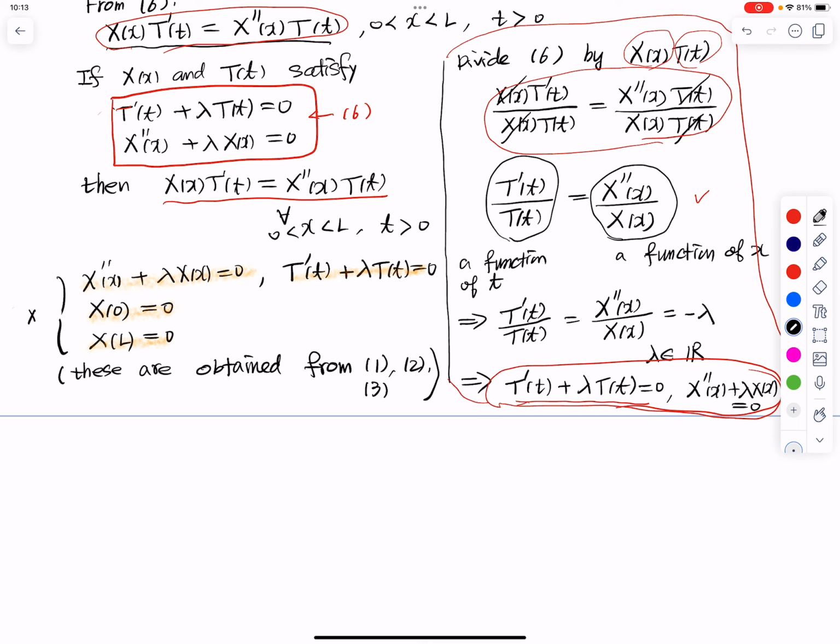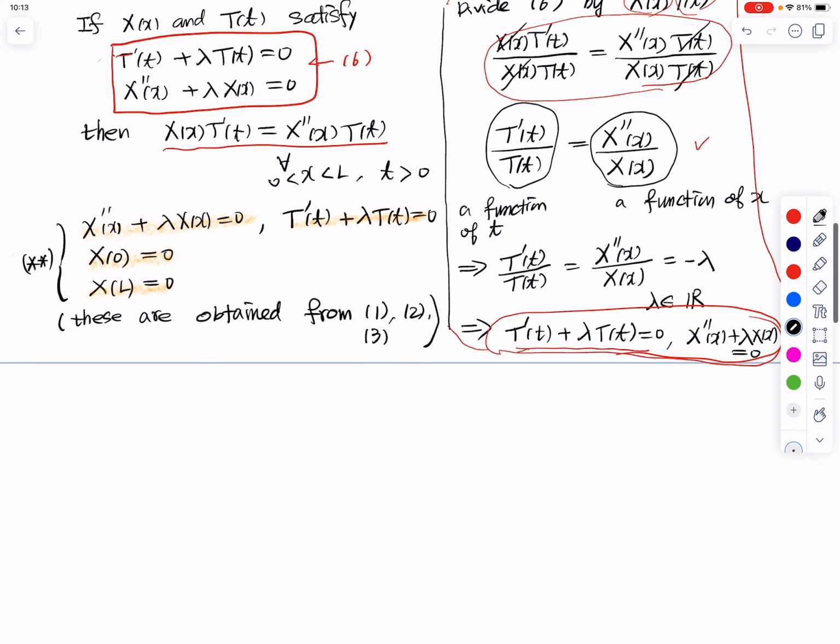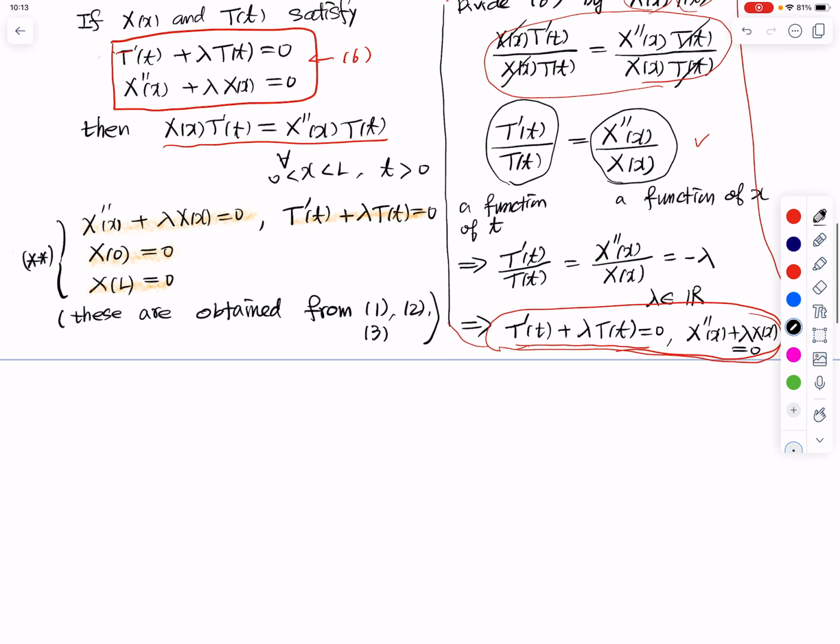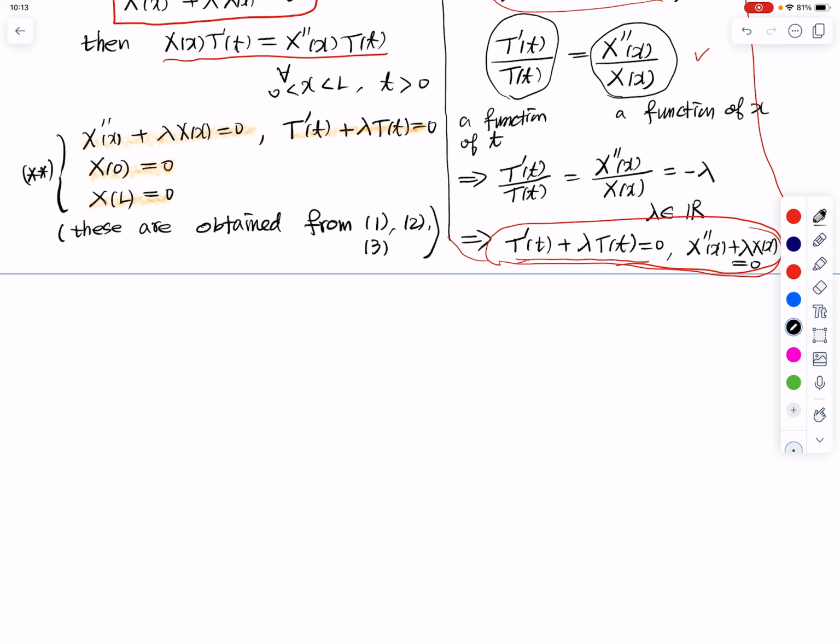So let me call this double star. Okay, so now you need to find the equation double star. So you need the background from ODE. I'm going to explain this, to find the solution of this one later.